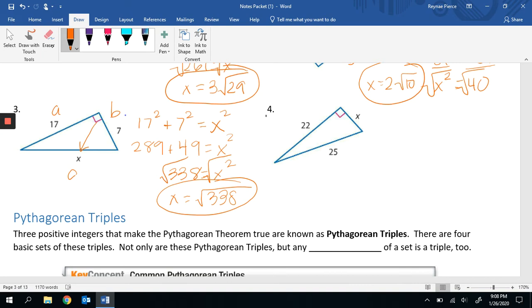All right, example 3 here. I know my hypotenuse, but I'm looking for a leg. Okay, so I substitute in. 22 squared is 484. 25 squared is 625.